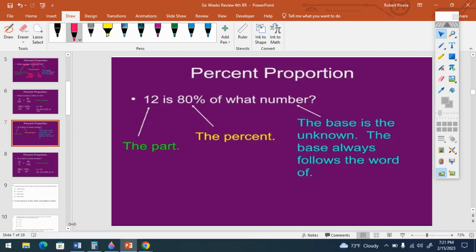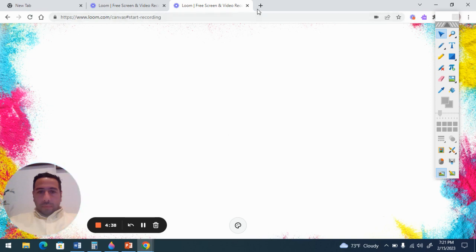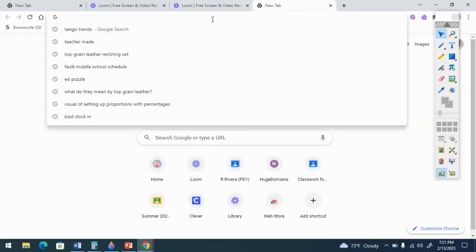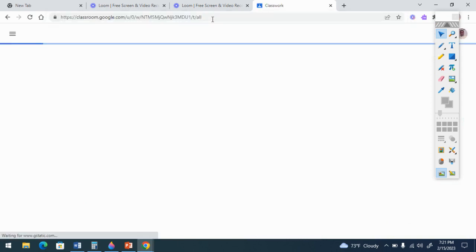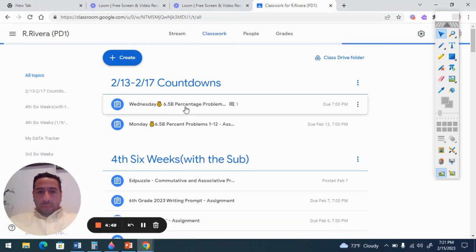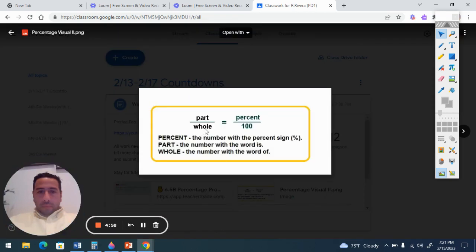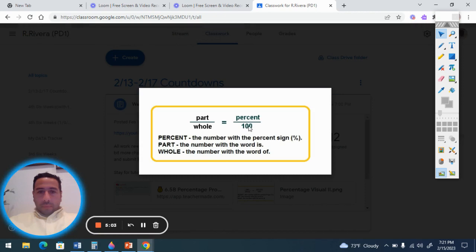The other thing that I shared with you was a visual. So let me open that. Classroom. What I did for you, I shared, there's a video of course, but I shared these images. If you notice, percent is the number with a percentage sign. So it's always out of 100, the number on top would be the percent. The part is the number with the word is, and the whole is the number with the word of. Usually that's the way they have them.